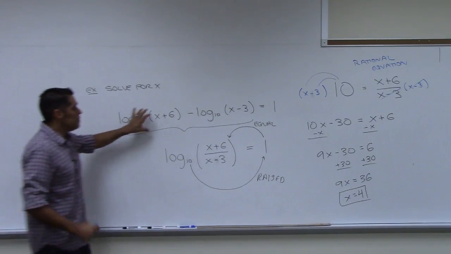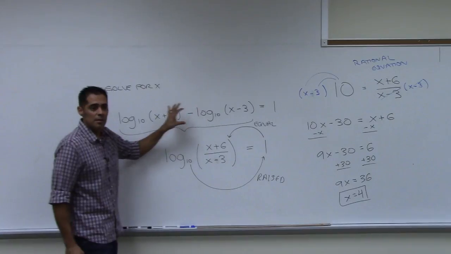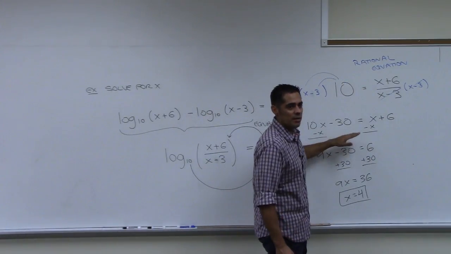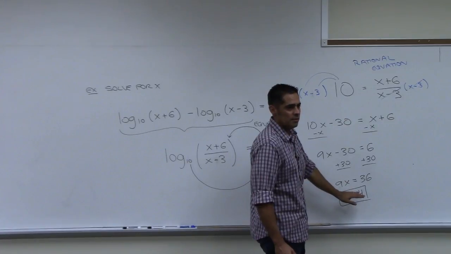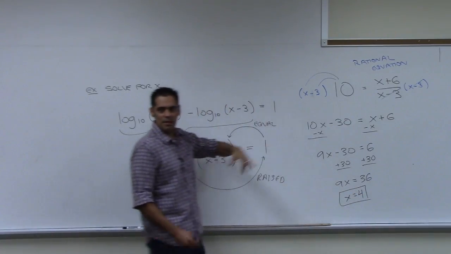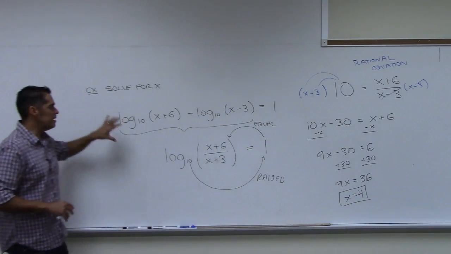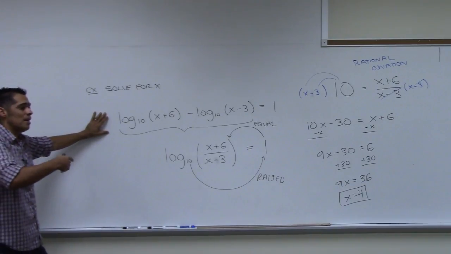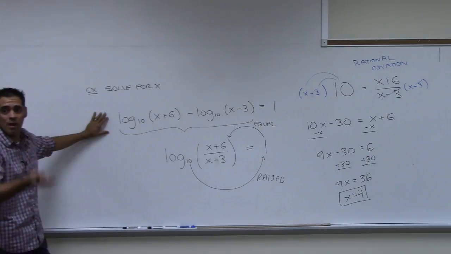So this logarithmic equation turned into a rational equation, which turned into a linear equation, which we can solve. This is why we study all types of different equations, because to do logs, you have to be able to do this. And I'm going to do another example. You'll see we're going to have to be able to do a quadratic equation.